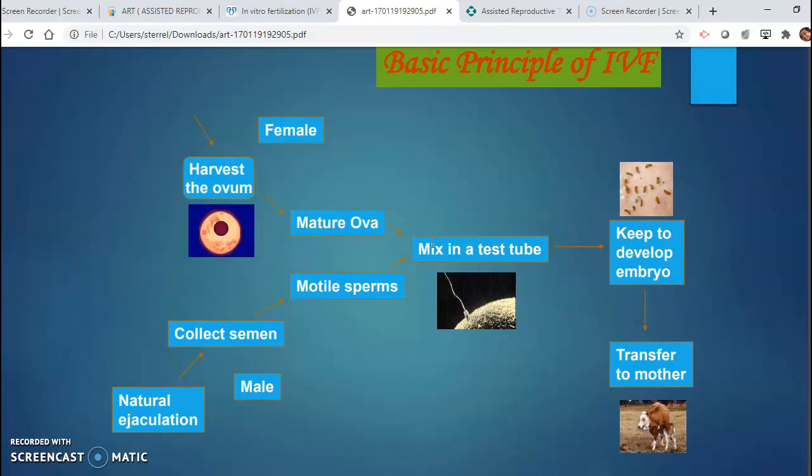So we call that in vitro. In vivo means inside the body, in vitro means outside. Here, since the fertilization, the main fusion, happens outside the body in the lab, we call this technique in vitro fertilization. Once it is fertilized, a single cell embryo is obtained, and then it will be kept in the media to undergo divisions, and once a proper stage is reached, it is transferred into the mother's body.